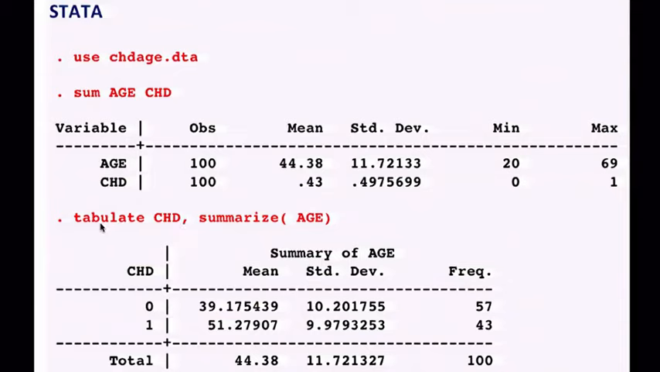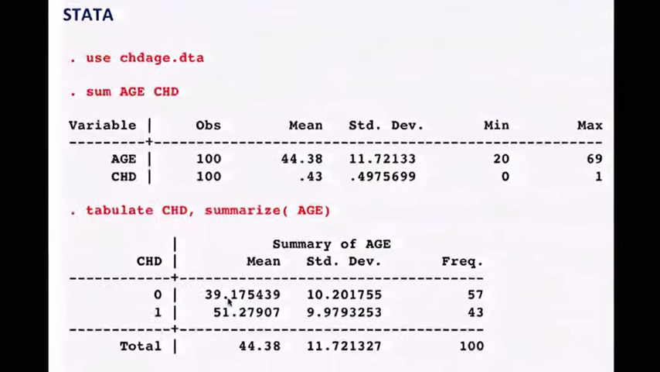Then there's this command that says tabulate CHD. That creates a table based on the level of CHD, and then it gives me summary statistics of the variable age within the levels of CHD. For those with CHD equals 0, the average age was 39.175 years. For those with CHD equals 1, that is those who had CHD, the average age was 51.28 years. This is pretty much what they gave me in SysStat. I can see the same thing, that the subjects who had CHD were older by about 12 years than the subjects who didn't have CHD.